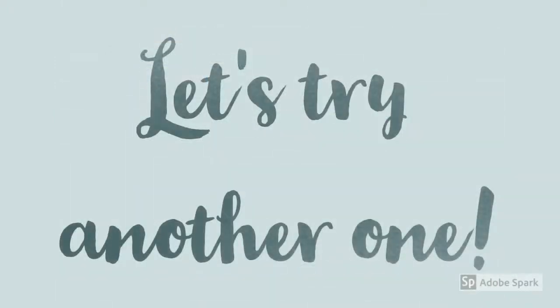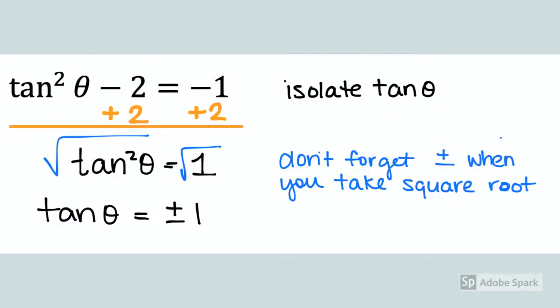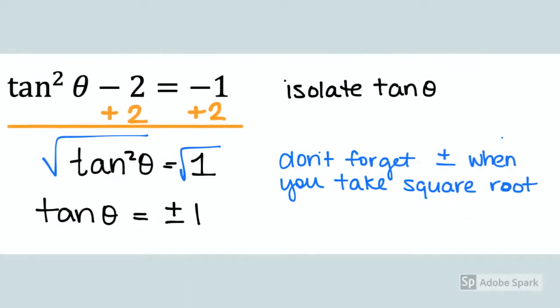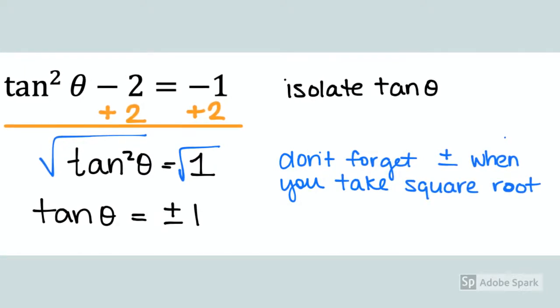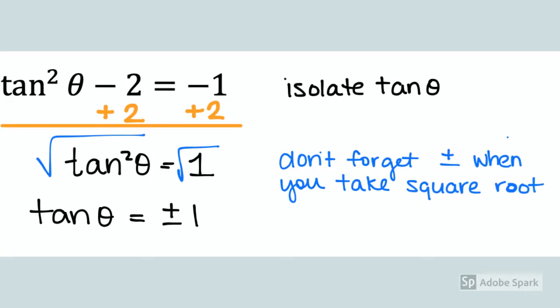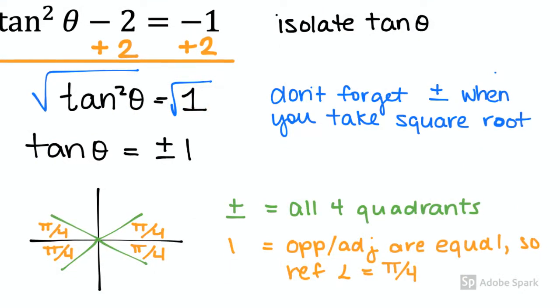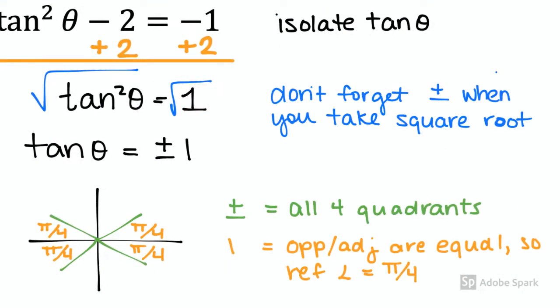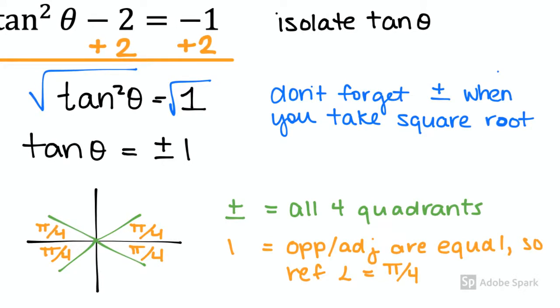In our second example, we'll do basically the same process, but with a little twist. In this problem, we'll start by isolating tangent of theta. So I'm going to add 2 to both sides, and then because tangent is squared, I need to take the square root. The really important thing to remember here is that because I'm taking a square root, I need to have a plus or minus in my answer. That plus or minus is a big deal because since tangent can be either +1 or -1, that means that my answer is going to be in all 4 quadrants.